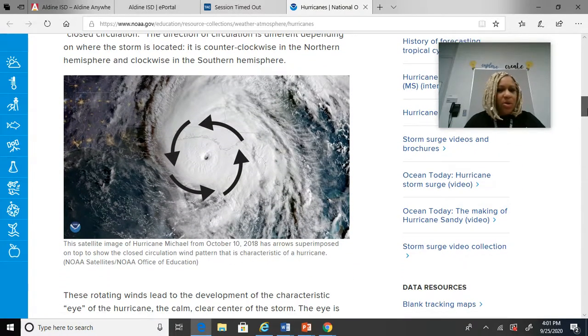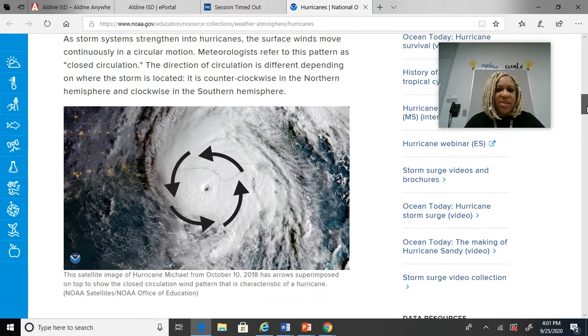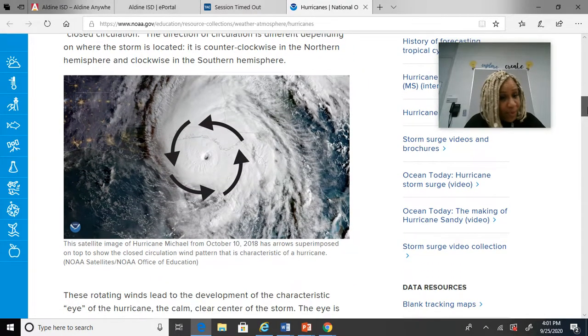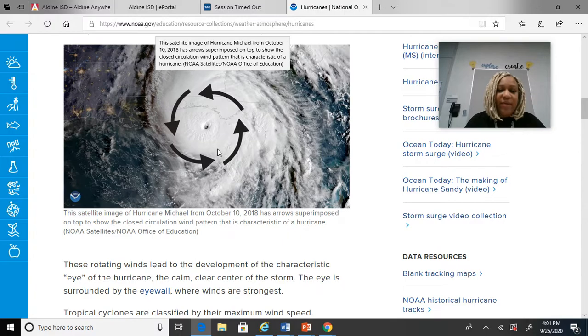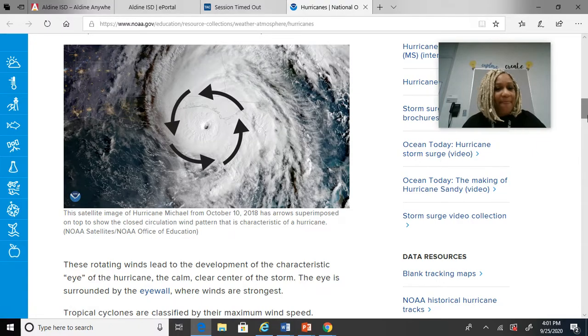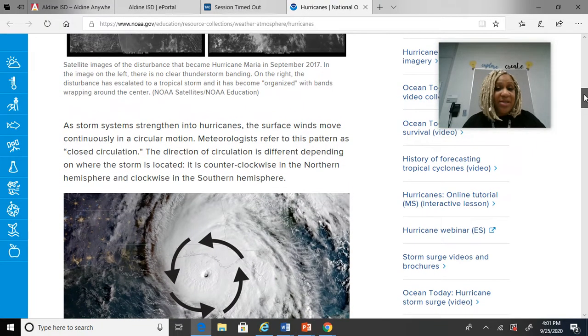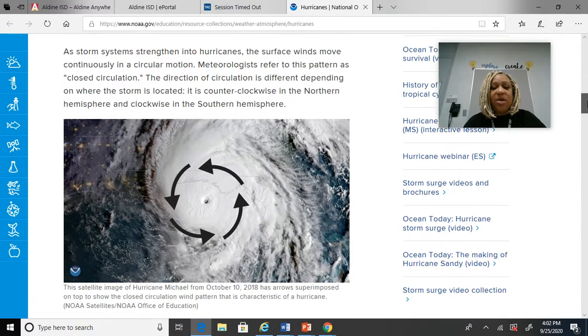Right. So right here, a storm system's strength. Oh, well, we did that part. Nope, we don't want to do that again. So look at this picture right here. It shows a hurricane moving in a counterclockwise direction. So if it is moving in a counterclockwise direction, is it in the northern hemisphere or southern hemisphere? I hope you said northern because I just told you that it is counterclockwise in the northern hemisphere. All right, make sure you're taking notes.